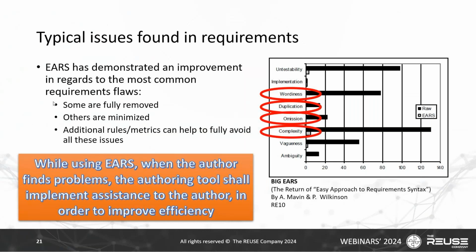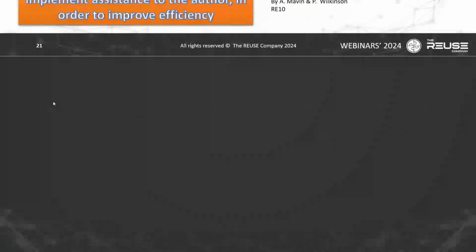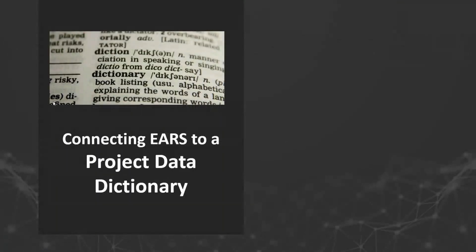So while using EARS, when the author finds a problem, the authoring tool, the RAT authoring tool that I will present to you today, can be implemented to assist the authors in order to improve efficiency, right? So this is my piece of requirement for today. As I mentioned before, if you want to know more about the EARS approach, or if you want even to listen to the authors or the main creators of EARS, just follow the link that I presented in my previous slide, and then you have a full webinar by Alistair Mavin.